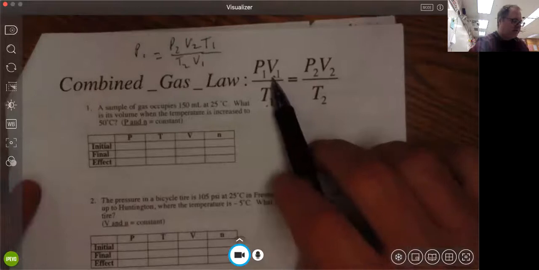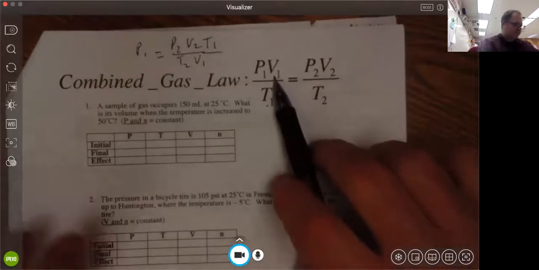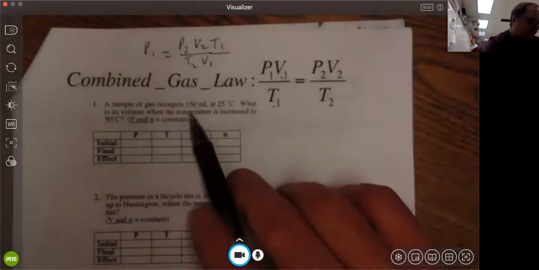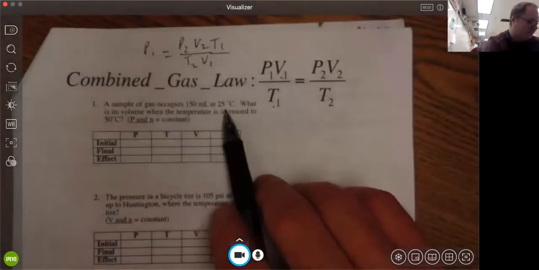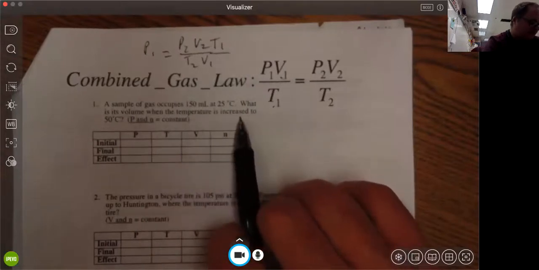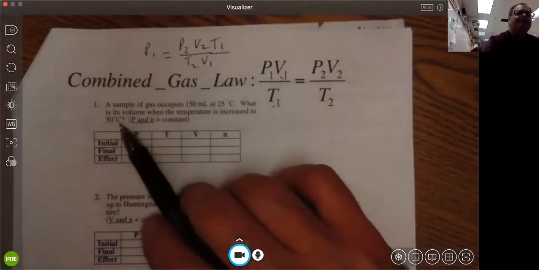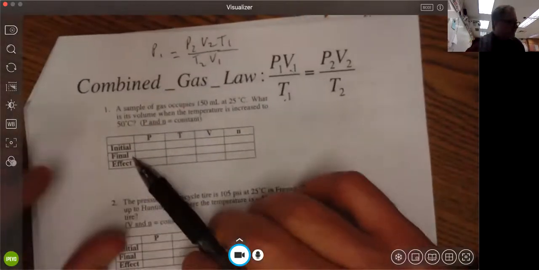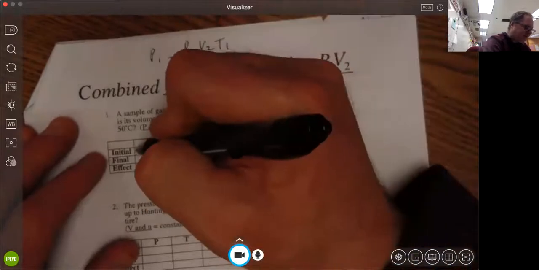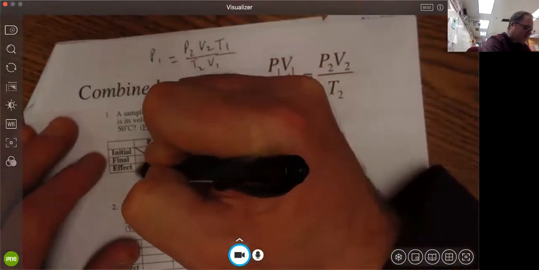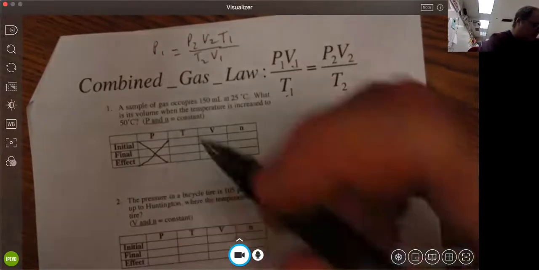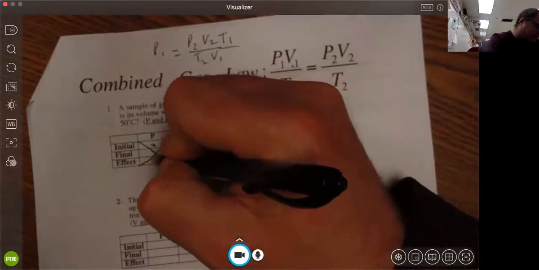Or let's say I wanted to solve for V1. And I think that's what we're going to do here. A sample of gas occupies 150 milliliters at 25 degrees Celsius. What is its volume when the temperature is increased to 50 degrees Celsius? So a lot of times the nice thing would be to make a nice graph here. We know that the number of particles is not going to change for us because we've not discussed that formula yet. So that's not applicable, or you could just say equal, equal, equal.